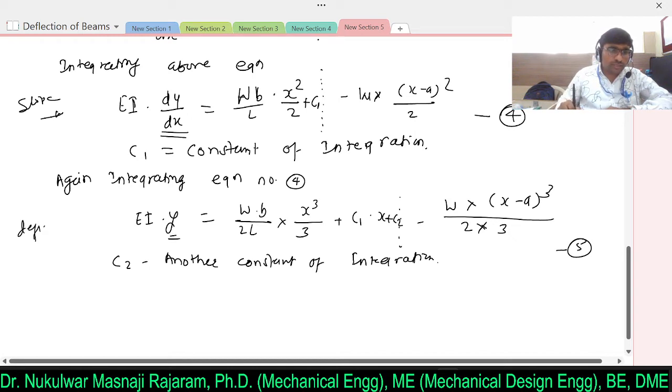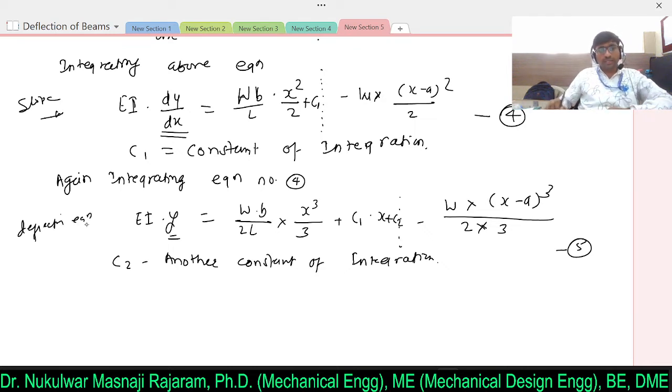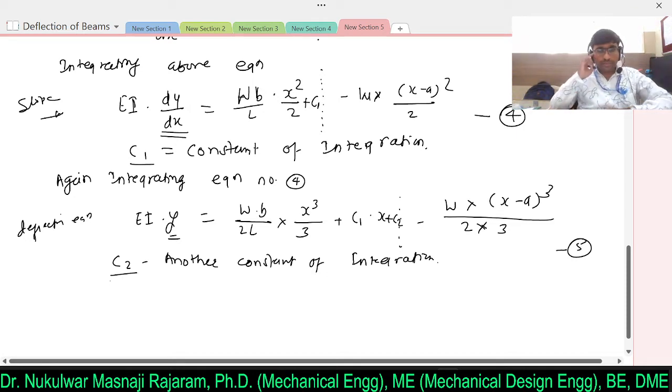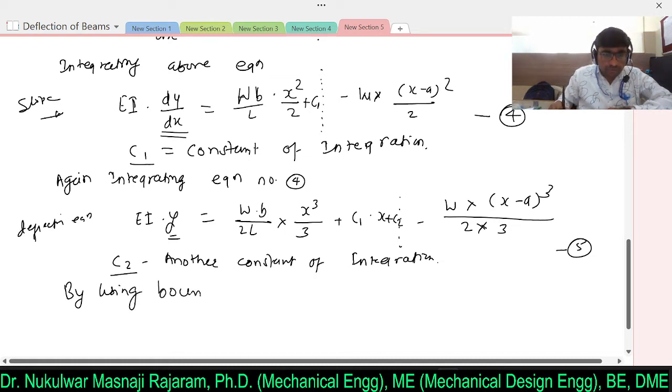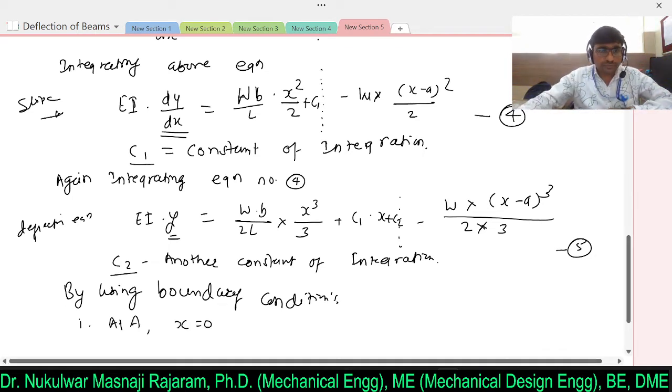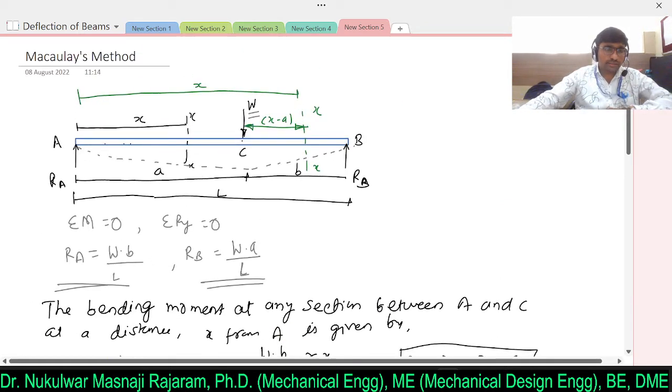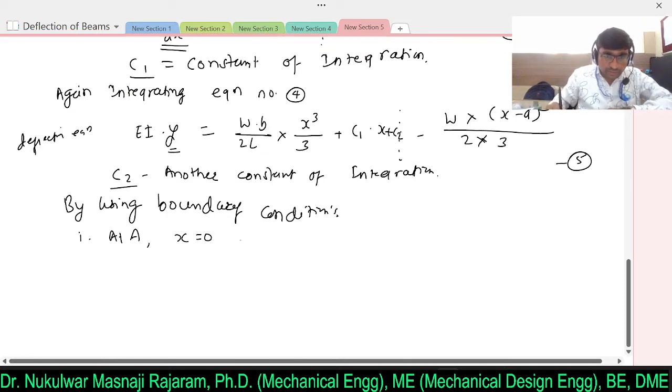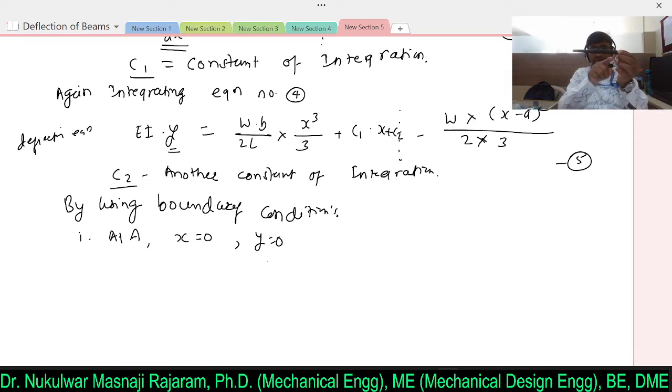Now this is nothing but the deflection equation. Clear? Now here if you observe, c1 and c2 are both constants of integration. Now we need to evaluate their values. Clear? So I will use the limiting condition, or we can say the boundary conditions. First, at A, we can say at x equal to 0, what will be the value of y? Definitely y will be 0, because at the end points, if you consider this a beam, at both end points the beam will deflect like this, but at A and B the deflection will be equal to 0.